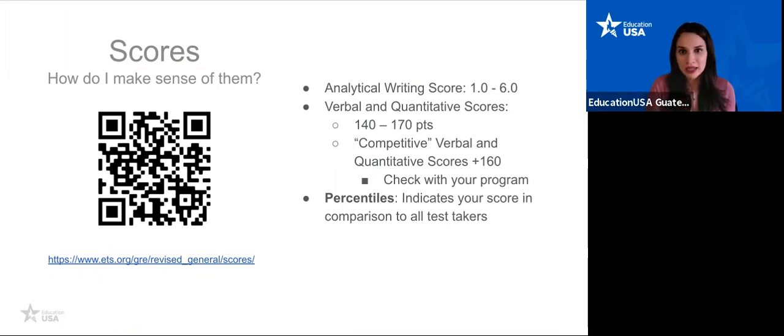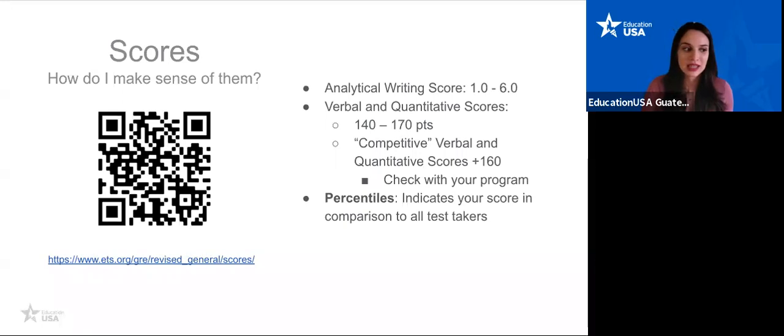The analytical writing part is scored from 1 to 6. And then the verbal and quantitative part is scored from 140 to 170. And I write in quotes the competitive score because there's not a standard. It's not like you pass or you fail. It's more about checking with your program, checking those requirements, analyzing statistics on how people in your field do in the GRE, so you know what you should be aiming at. There's not a pass or fail, but there is a standard deviation kind of thing.